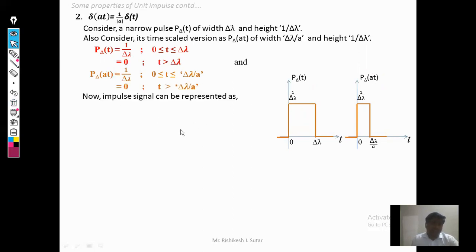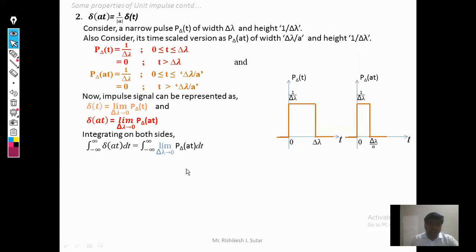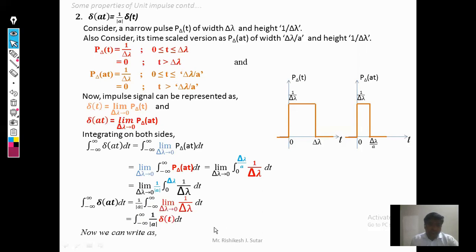Now if I want to represent the unit impulse signal, I can represent it as delta of t equal to the limit of delta lambda tends to 0 of p delta of t. And the same thing I can write here as delta of at is equal to p delta of at with the limit delta lambda tends to 0. So if we integrate on both sides and go on solving it, at the end we get the proof that delta of at is equal to 1 by mod a delta of t, and that is the proof.